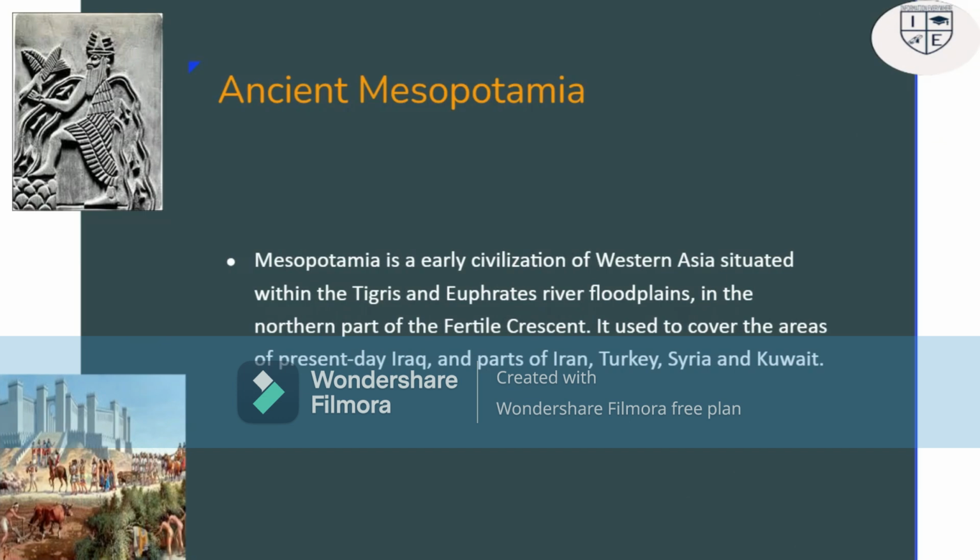Mesopotamia is an early civilization of Western Asia situated within the Tigris and Euphrates riverfront plains in the northern part of the Fertile Crescent. It used to cover the area of present-day Iraq, Iran, Turkey, Syria and Kuwait. This slide is saying that Mesopotamia was an early civilization situated in Western Asia, or we can say somewhere in the Middle East. And I think I haven't told you all the definition of civilization, but I have covered the videos on Mesopotamian civilization.